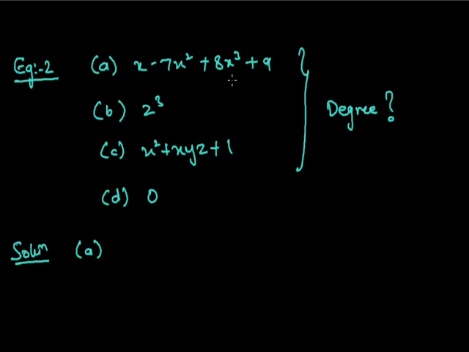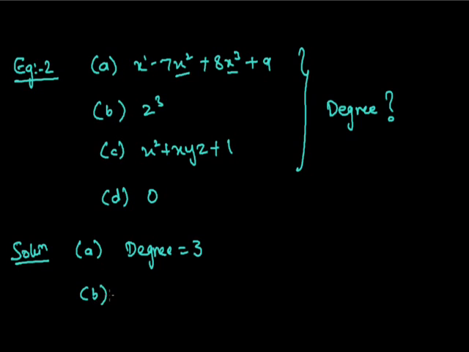And as you see, the variable here is x, and the highest power of x here is 3. Because this x has the power 1, this x has the power 2, this x has the power 3. So definitely the highest power is 3. So degree of this polynomial is equal to 3. So this is the way to find out the degree.